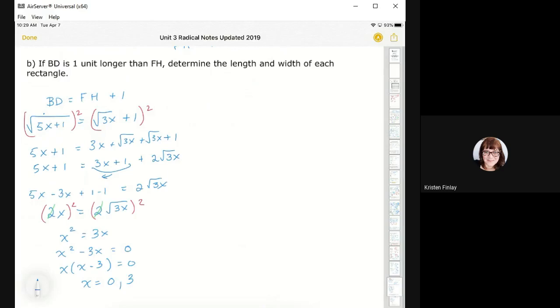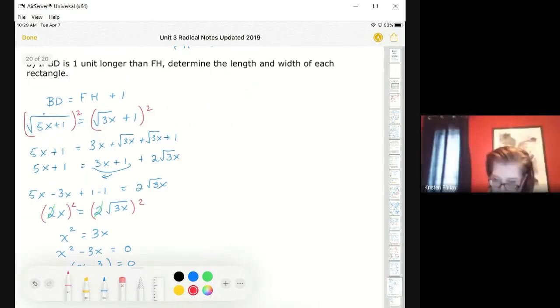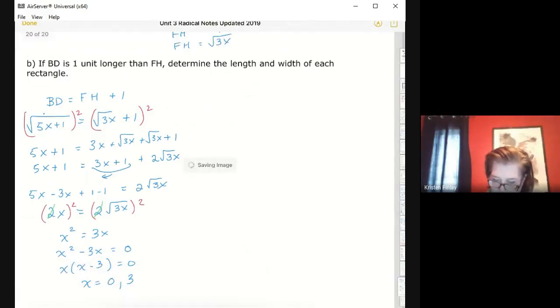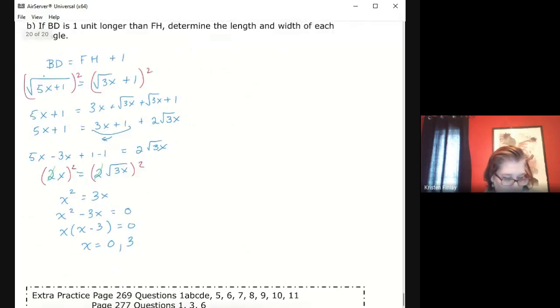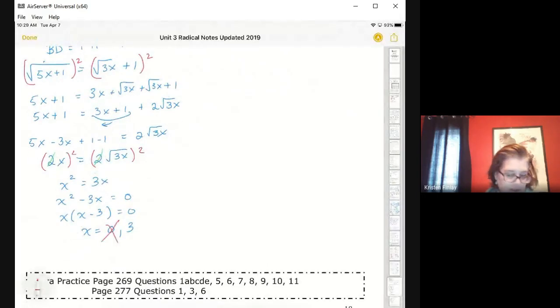Now, looking at our measurements, we have FH is equal to root 3x. If x were equal to 0, that would mean FH equals 0. So we're going to rule that one out. We're going to reject it because it's a measurement. So it wants to know the length and width of each rectangle.